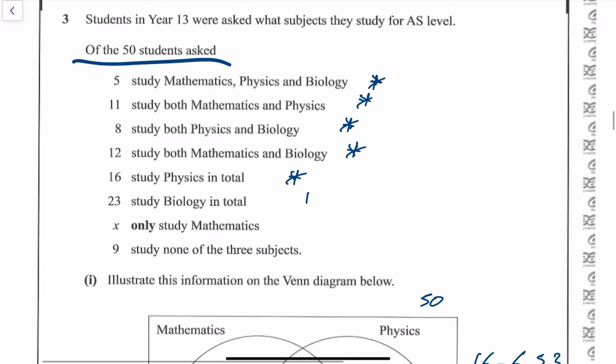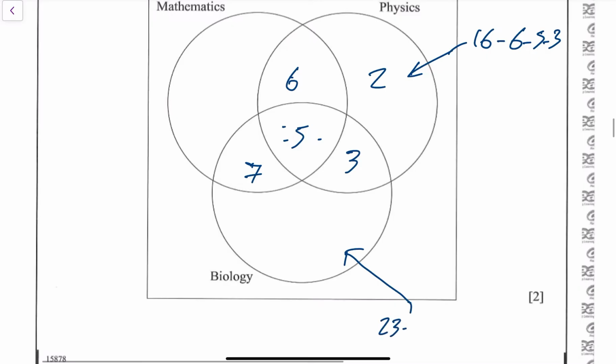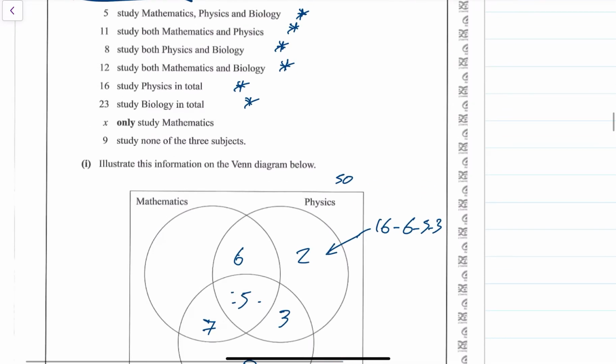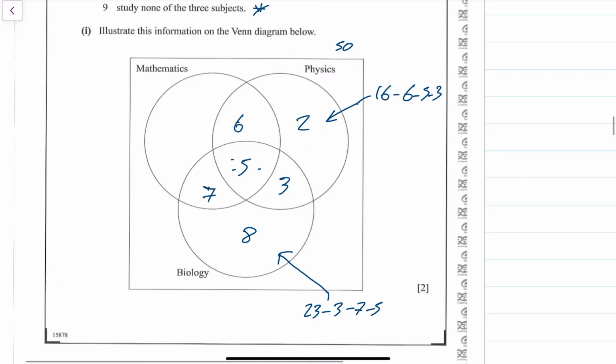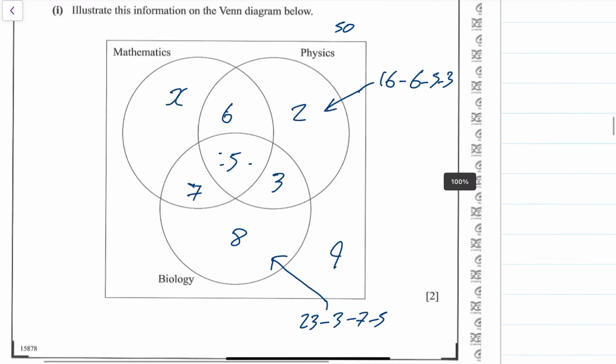The next one is 23 study biology. So this one here is going to be 23 minus 3 minus 7 minus 5. 23 minus 3 is 20, minus 7, minus 5, that's going to be 8. Yep, that's right. And then what else do we know? 9 study none. That's going to be here. And x study only mathematics. So that's what you've got for your Venn diagram.